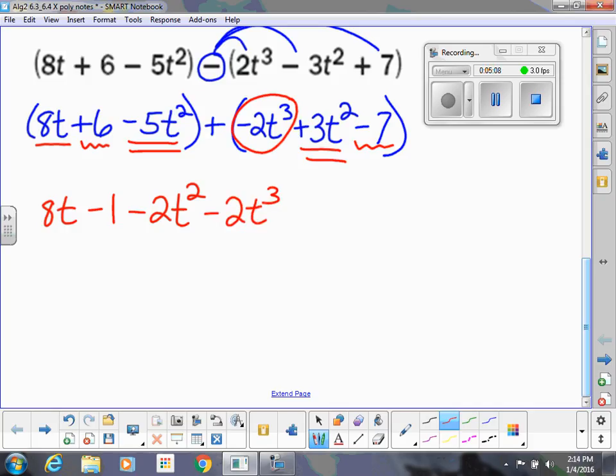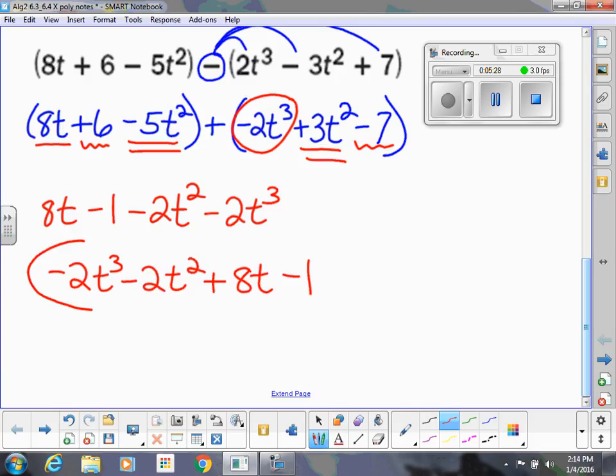Now this is not in standard form, so I personally like to rewrite that. Remember, when you rewrite it, you bring the sign in front of it with it. So this is a negative 2t cubed. Next I'm going to do the t squared. Then I'm going to do the 8t, and then the minus 1. Okay, so this would be my final answer.